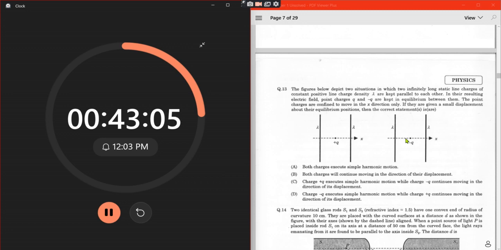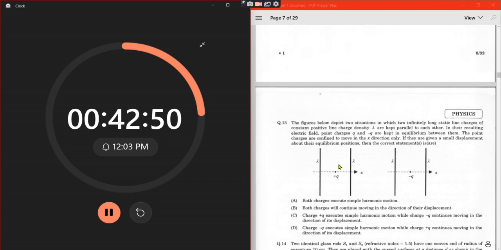The field is 2k lambda upon r, right? So when you nudge it a little, the left field here will decrease and the right field will increase, so it's opposing its motion, which means it will do SHM or something like that. Not exactly SHM, but for small displacement we can linearize, meaning approximate. So okay fine, Q will at least do that.